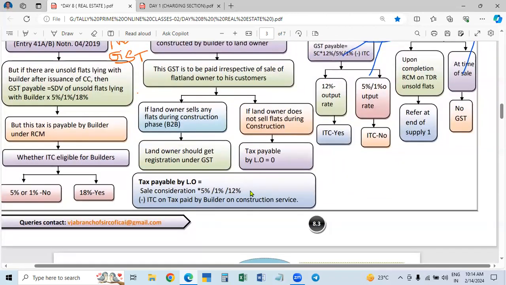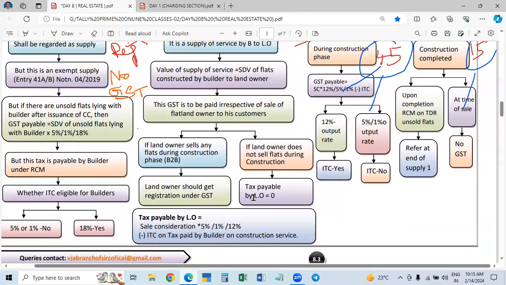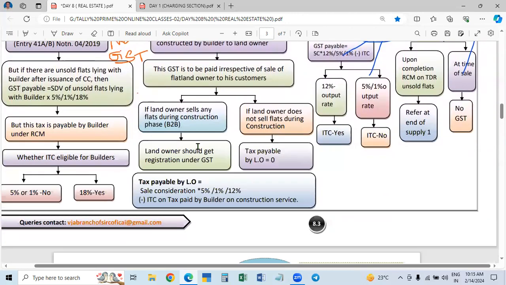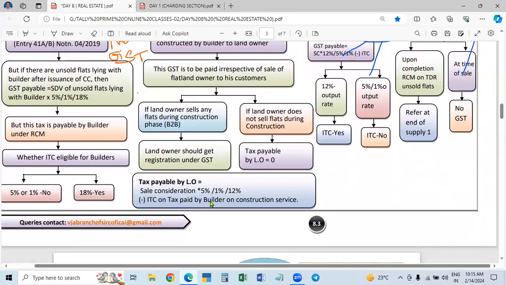The landowner will show the liability in GSTR1, the amount collected from the customers under B2B or B2C. If the customer is not registered, he will show under B2C. If the customer is registered, he will show under B2B. Or some of the customers may be registered, some may not be registered. So under B2B or B2C, he will show the liability under GSTR1, the amount collected from the customers on sale of 30 flats, that is 40 lakhs into 30 flats into 1% or 2%, 5% or 12%.